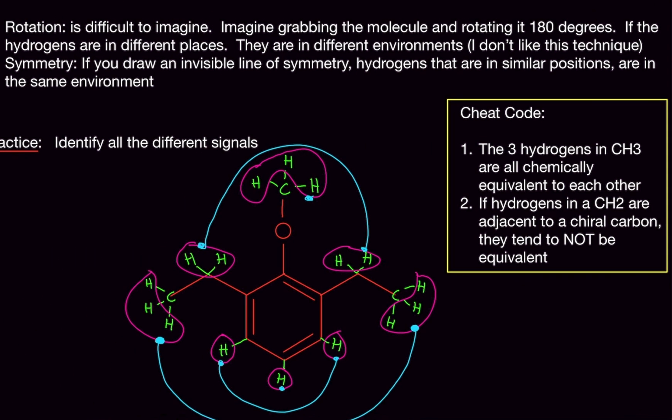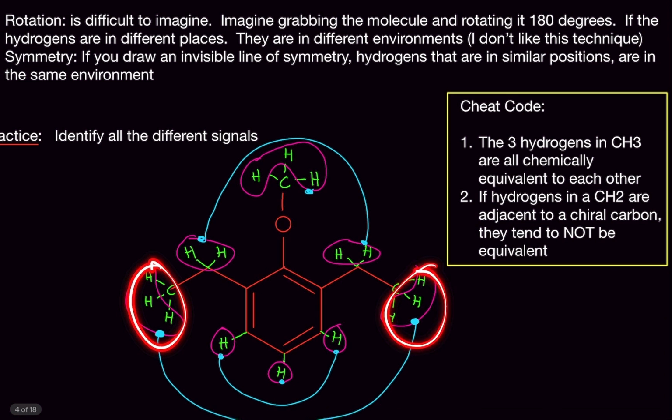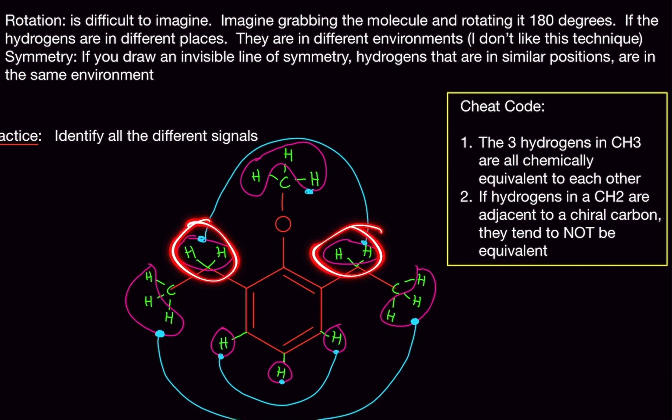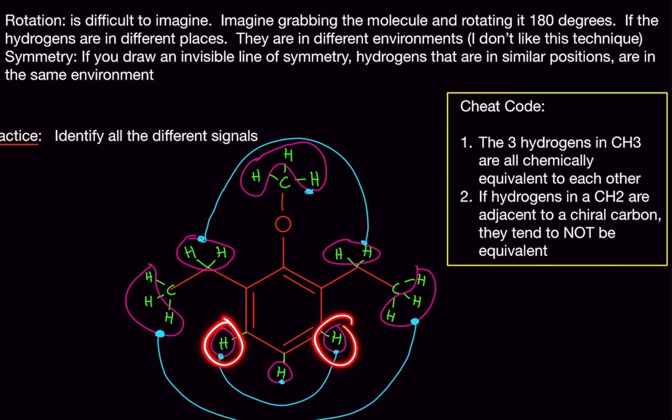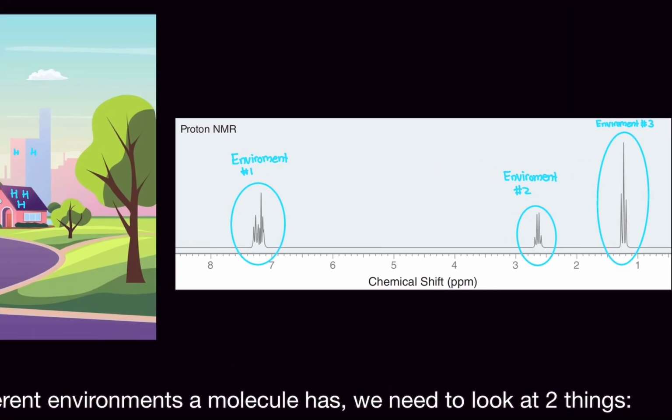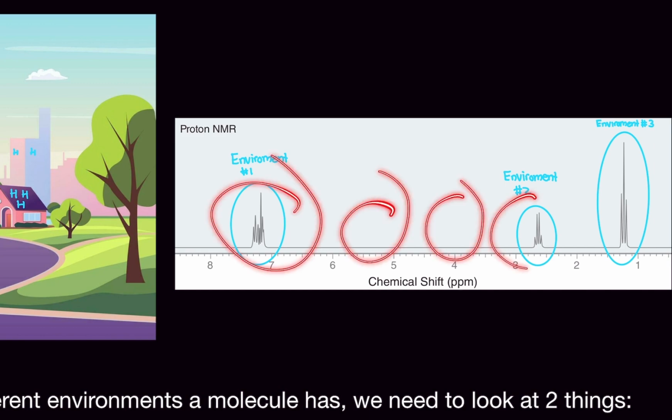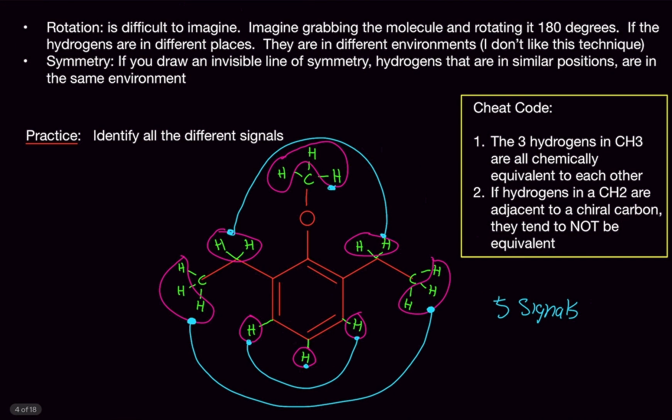So now we count up how many similar environments we have. These are similar, so that's 1. These are similar, so that's 2. These are similar, so there are 3. This is alone, so this is 4. And this is alone, so we have 5. So we have 5 chemical environments, or 5 signals. This means on an H-NMR graph, you would have 5 peaks, wherever they would be located.